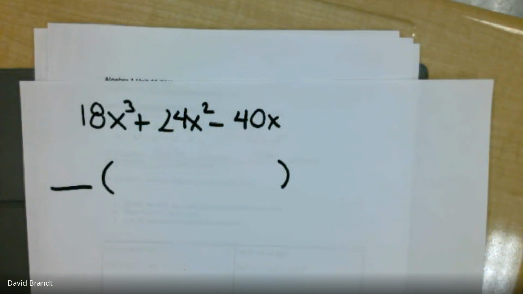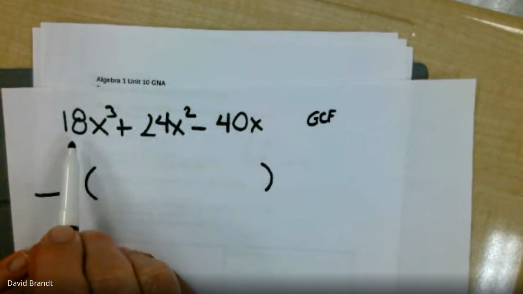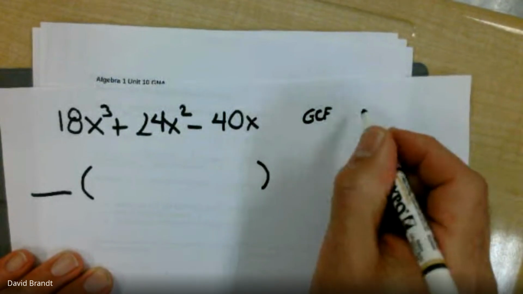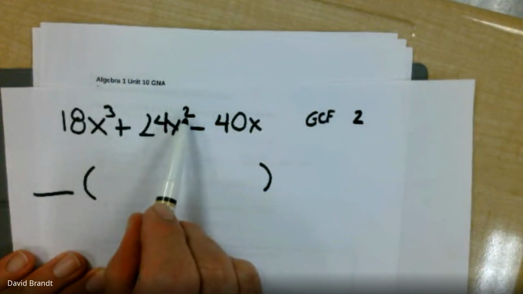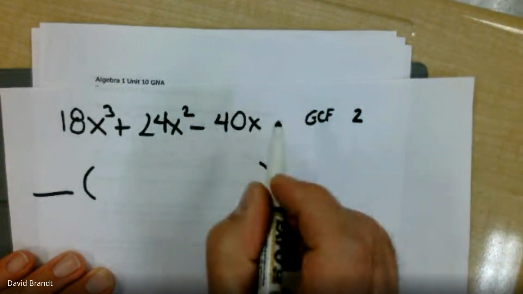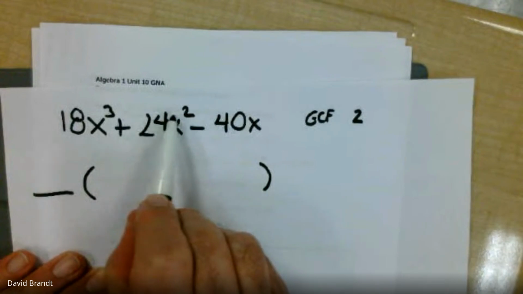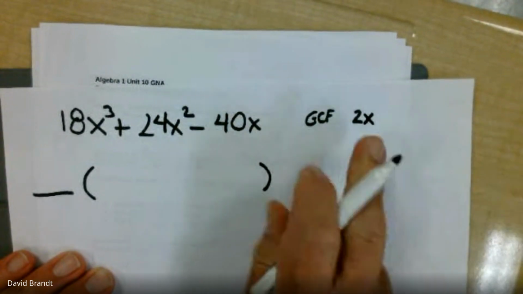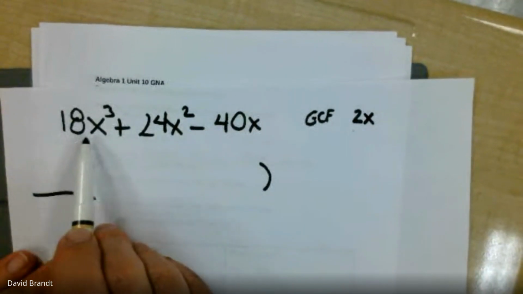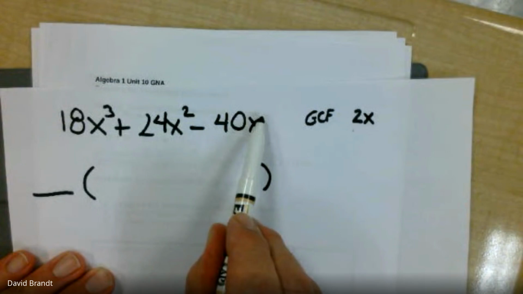So we're going to write... We know that the greatest common factor, the largest number that divides into 18, 24, and 40, is 2. But let's look at the exponents. The exponents are 3, 2, and 1. The lowest exponent is a 1. You have to use the smallest of the 3. So my greatest common factor is 2x. 2 is the largest number that divides into all 3, and x to the 1, because 1 is the smallest of the 3 exponents.